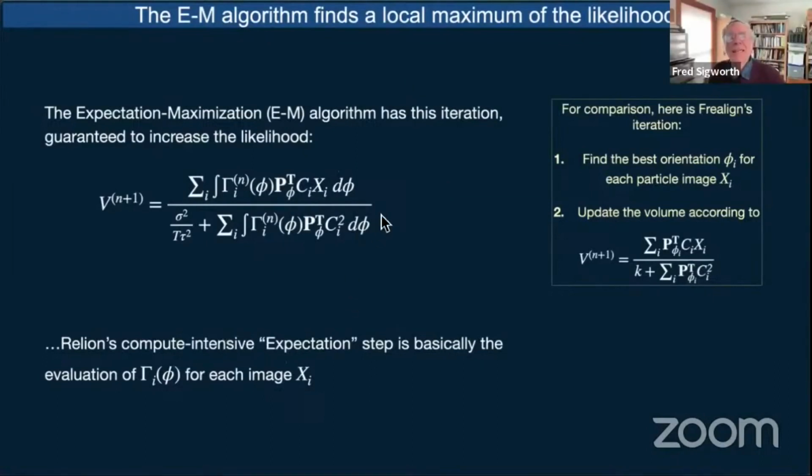Okay, so once I have this gamma function, here's what the maximum likelihood iteration looks like. And you'll see that this is a whole lot like free align. What we do is we take the image, we multiply it by the CTF, we do the back projection, and then we weight it by gamma of phi, and we integrate over all possible phi values. So this is just like free align, except that instead of specifying what the phi is, we integrate over all possible phis. And then in the denominator, this is also just like free align, CTF squared back projection, but then we're weighting again by this gamma function, we're integrating over all phis.